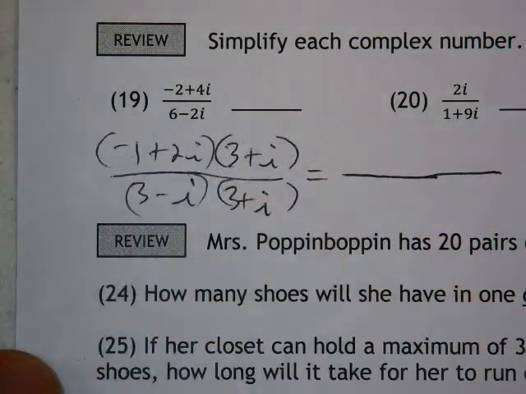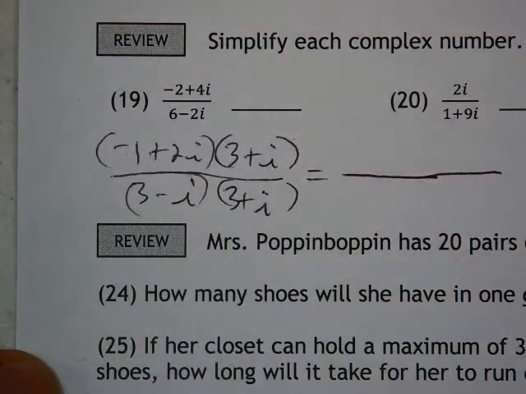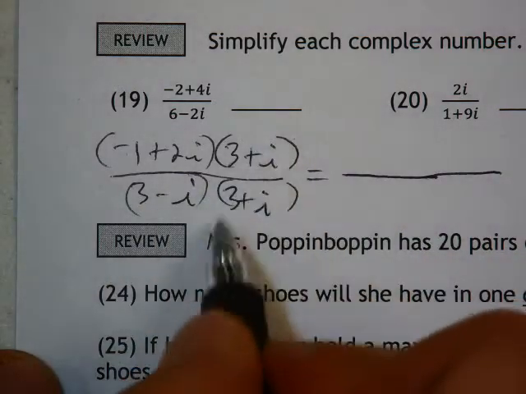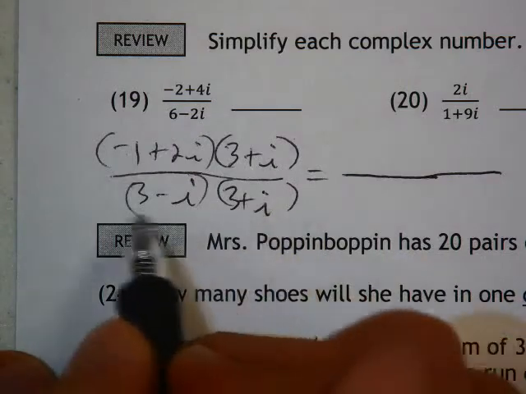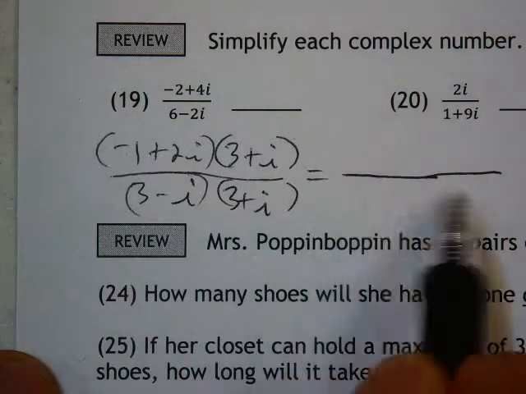negative 1 times 3, and by the way, a lot of people will look at this and think, oh, I'm going to cancel that, but if I cancel it, it just leaves me with what I had before. So there's no use in canceling it here. The idea is that we're trying to multiply on the bottom to get rid of these i's. We don't want the i's in the denominator.